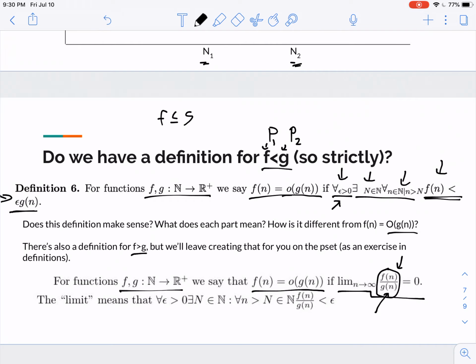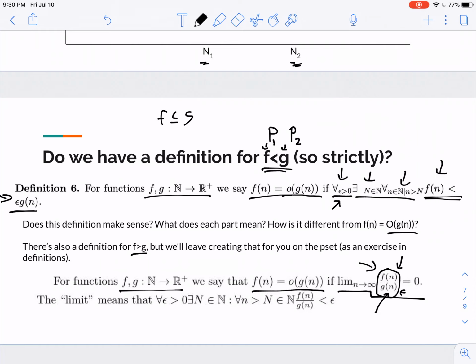So asymptotically, that's what little o is saying. Little o is saying asymptotically f is much smaller than g. And that's also what this limit is saying, right? Because the limit is saying, asymptotically, as you make the input size really, really big, this quantity right here basically goes to 0. In other words, g gets much, much bigger than f.